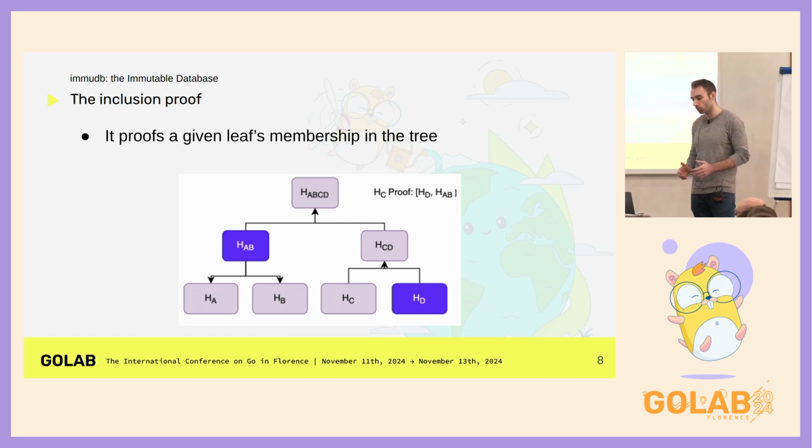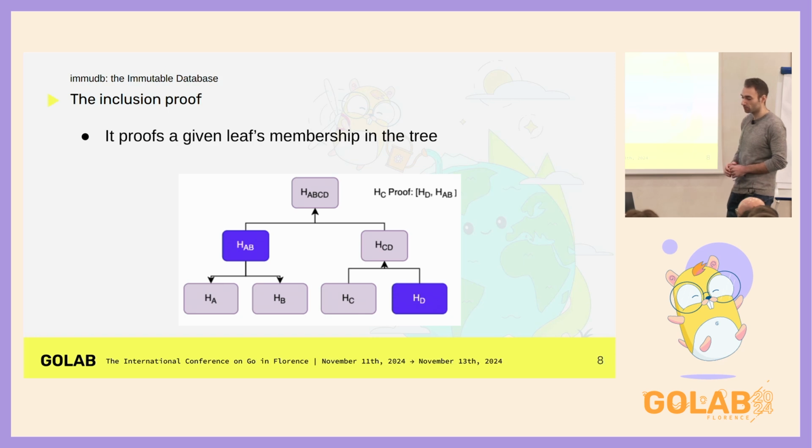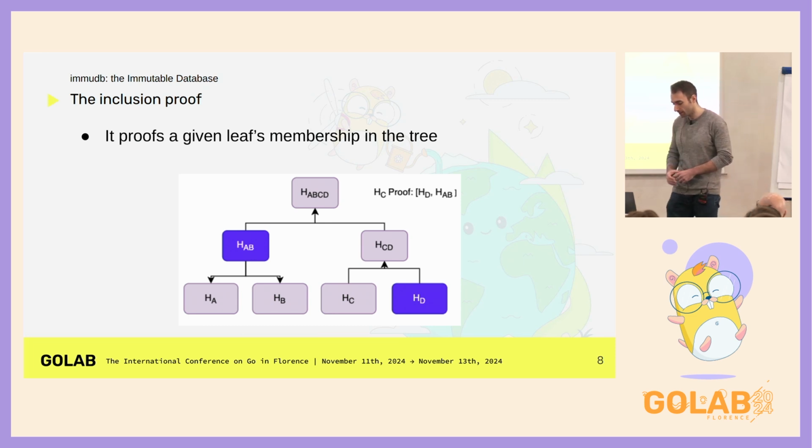You just have to forward the minimum number of nodes from the leaf to the root node, in the path from the leaf to the root node, to be able to reconstruct the root hash. And in this case, they are just HAB and HD.